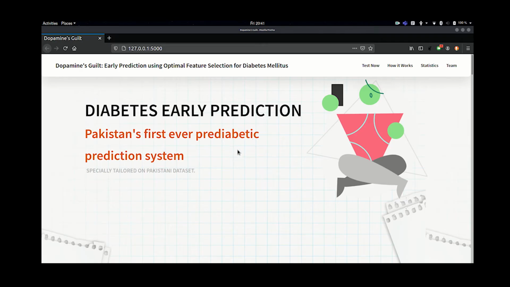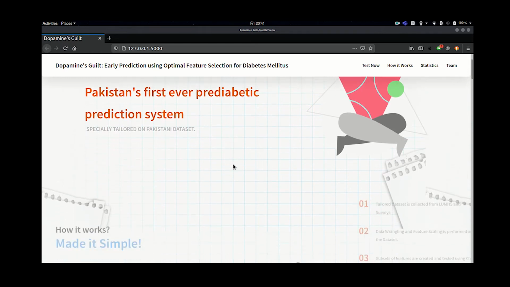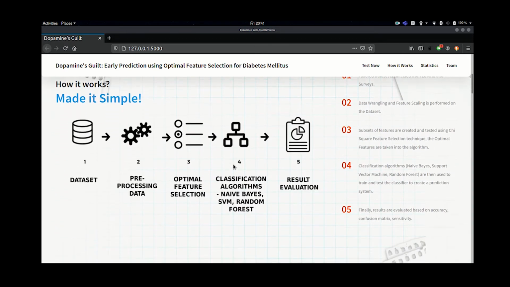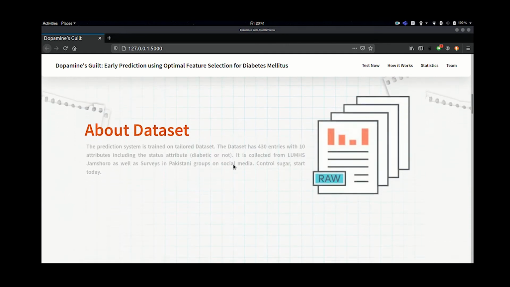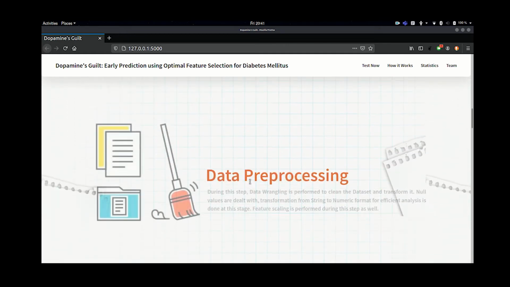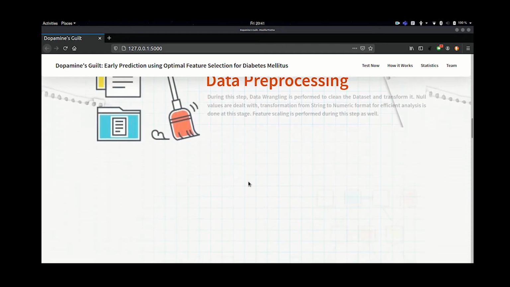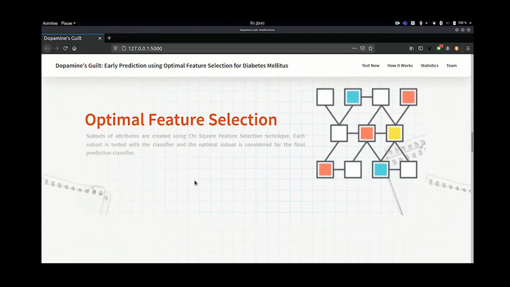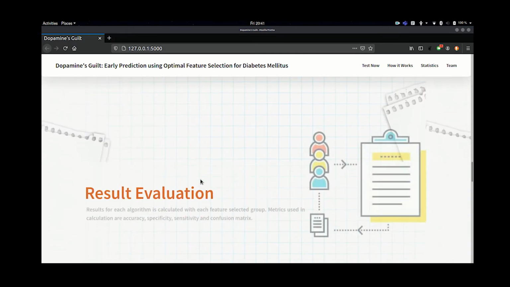Moving on to project demonstration. So here it is, Pakistan's first ever pre-diabetic prediction system. We have proudly written it. This is how our homepage looks like. We have also explained the main working for our users. We have also given some information about its origin, from where we got the data, what we did with it, what are our main steps, and how we are evaluating.